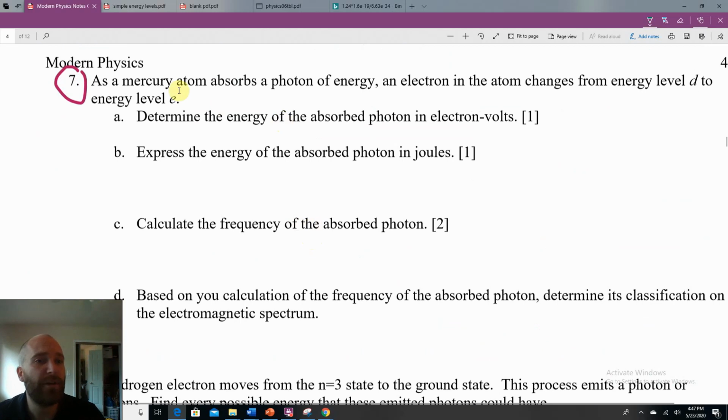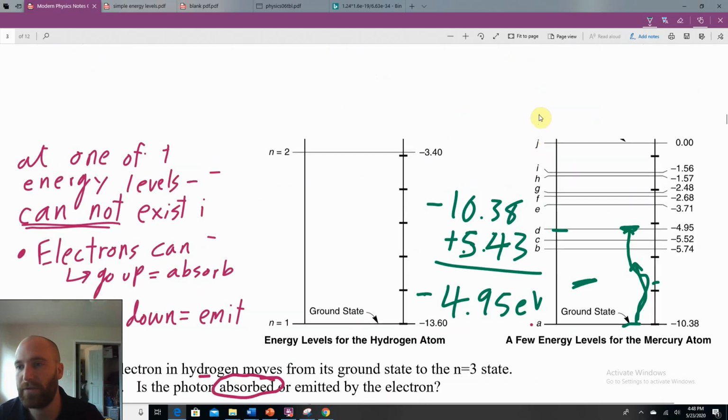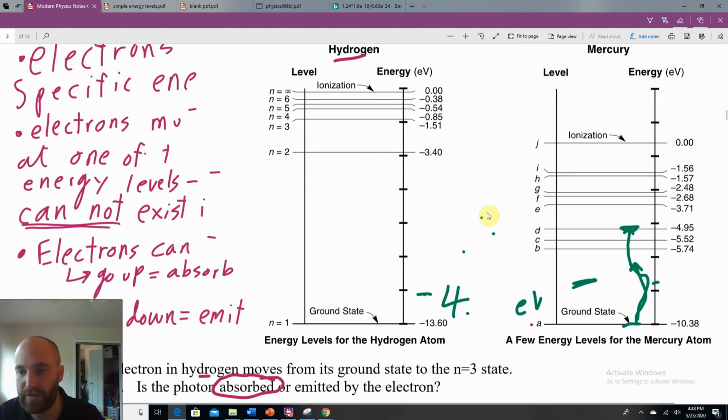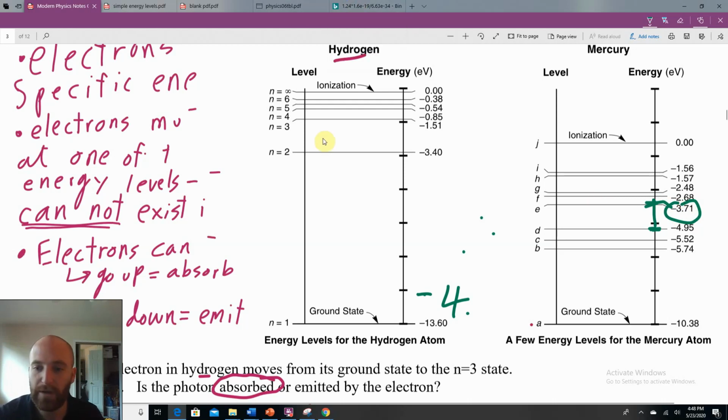7. As a mercury atom absorbs a photon of energy, an electron in the atom changes from energy level D to energy level E. Determine the energy of the absorbed photon in electron volts. So we went from D to E. Let's figure out how much energy that would correspond with. Energy level D is here at 4.95. Energy level E is here at, it looks like, 3.71.